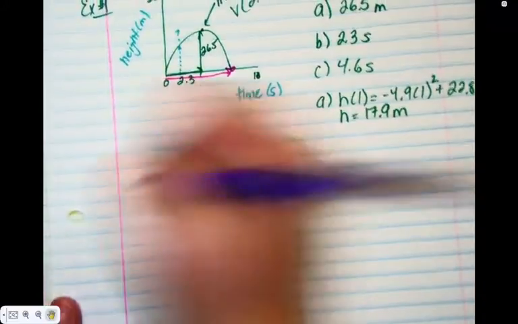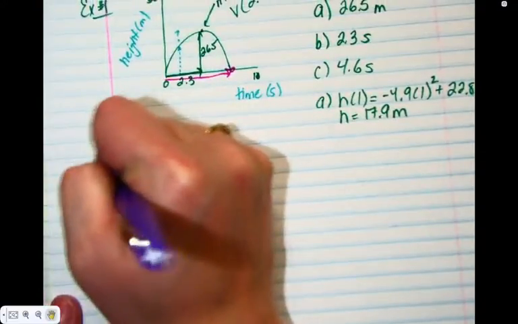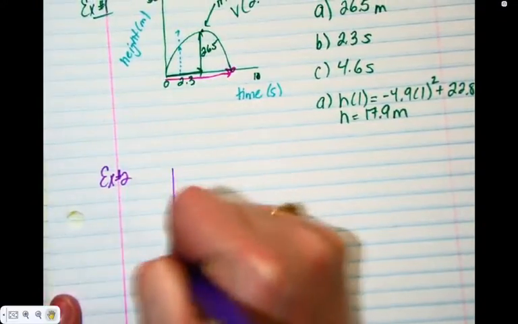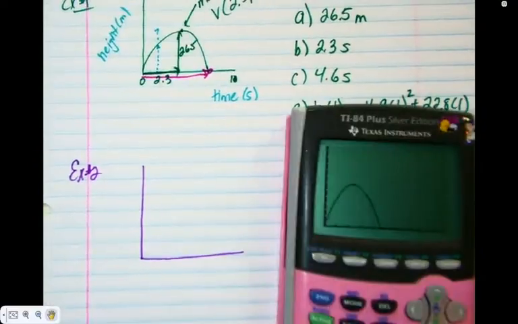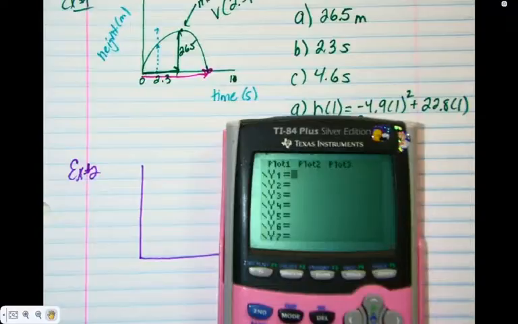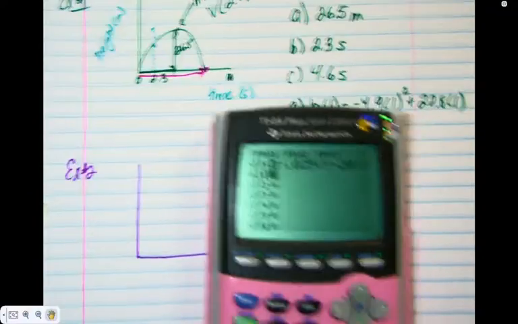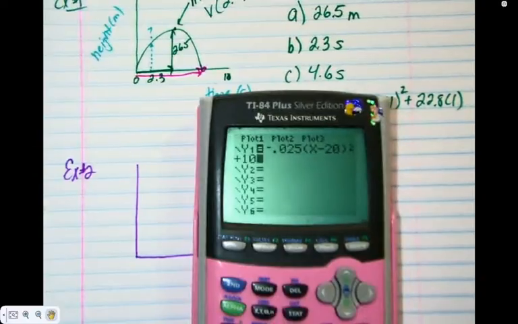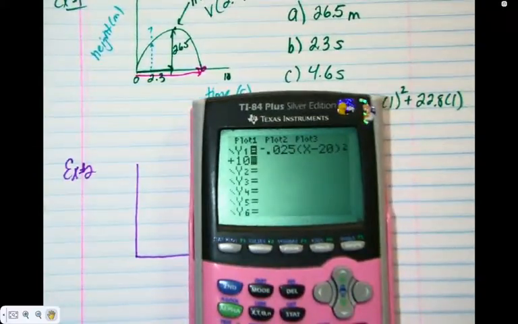Same thing, let's start with the picture and see what we're dealing with here. Clear out what you have in your y equals, put into the new equation. Note that it's negative 0.025, not just 0.25.